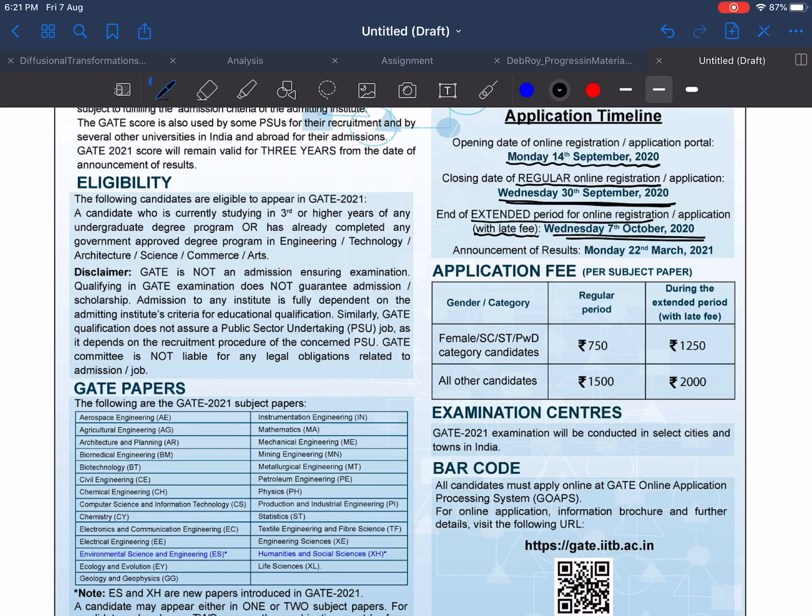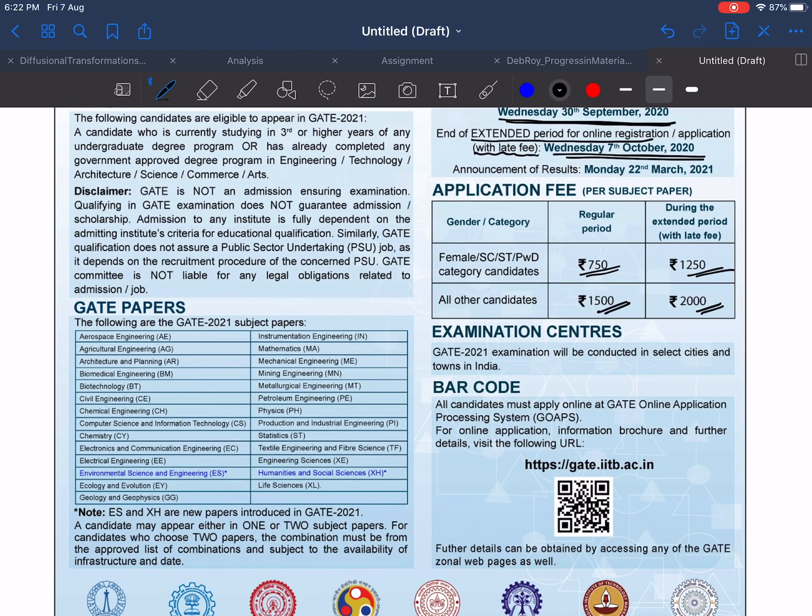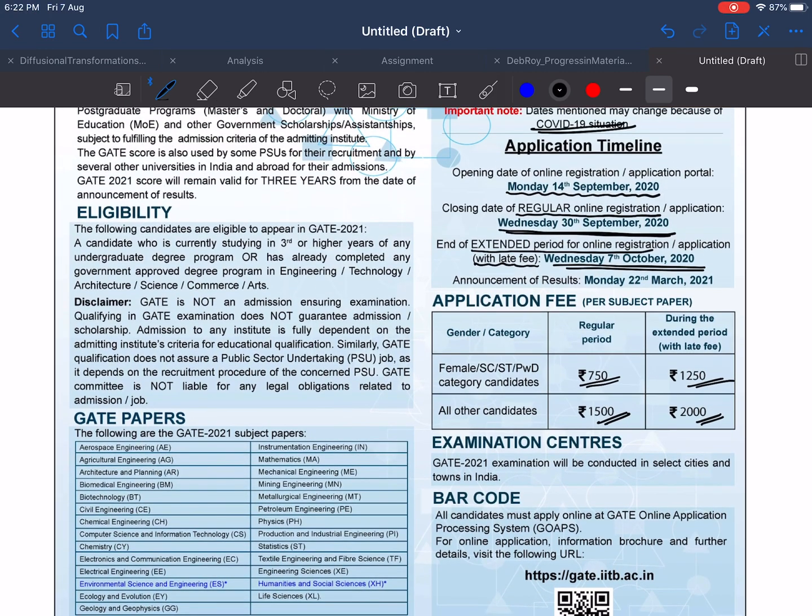For female, SC, ST or physically disabled category candidates, in the regular period, from 14th September till 30th September, the fee will be 750, whereas during the late fee period it is 1250. For all the rest of the people, 1500 is the regular period fee and the late fee is 2000.